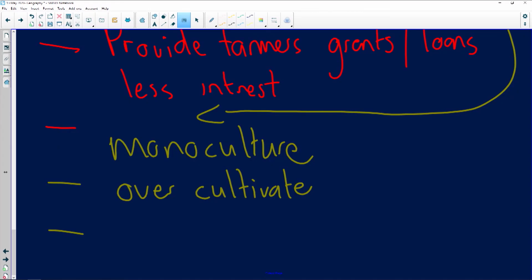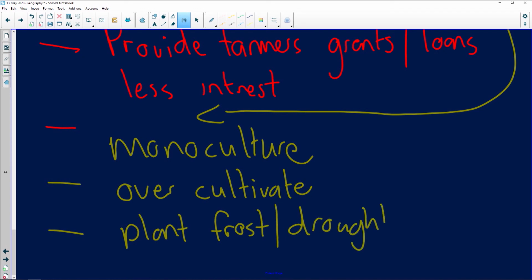This is all different types of farming techniques and methods that we need to train people in, especially farmers that are subsistence farmers who farm for themselves. So we need to have a look at the way that we farm, that we improve over time. And another thing that we can do, plant frost or drought resistant crops.